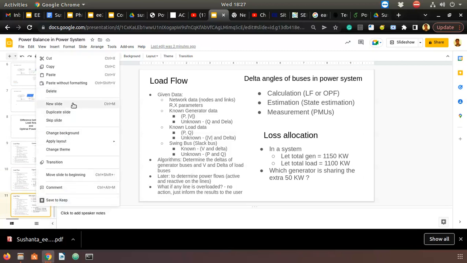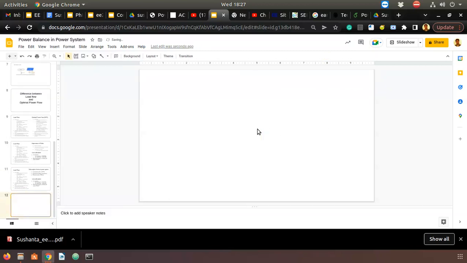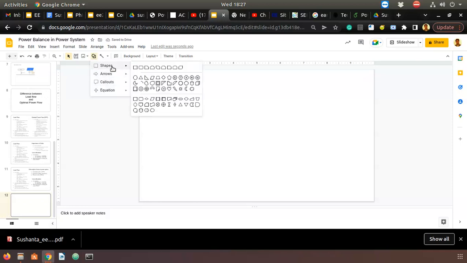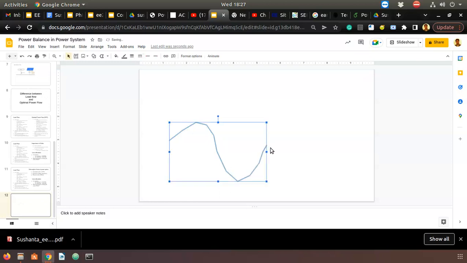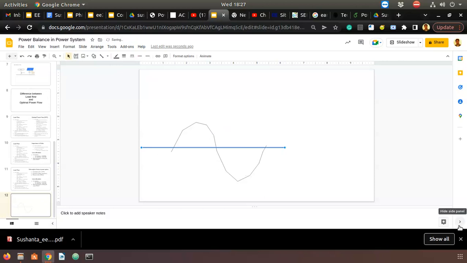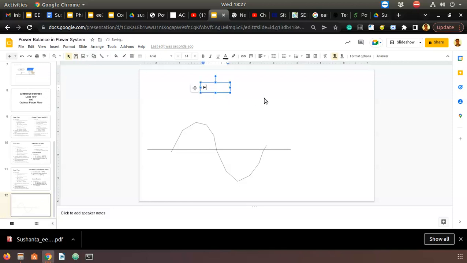So let's make a new slide. This is like a sine wave, right? So what is the time period? 20 milliseconds. Yes. If frequency is 50 hertz, then your time period will be 20 milliseconds.